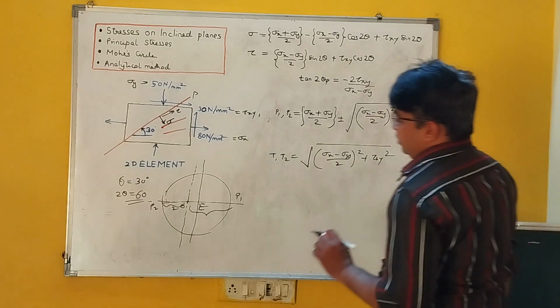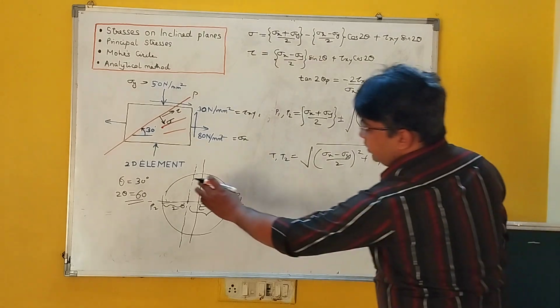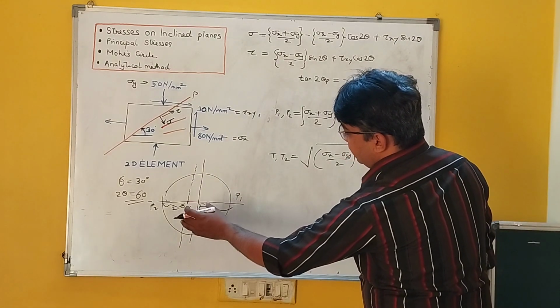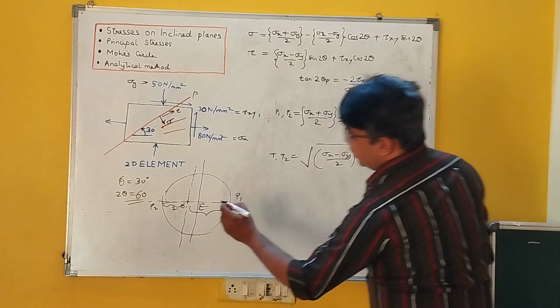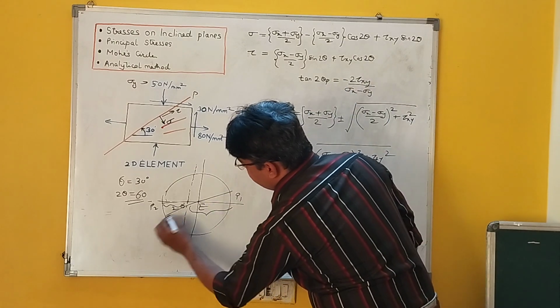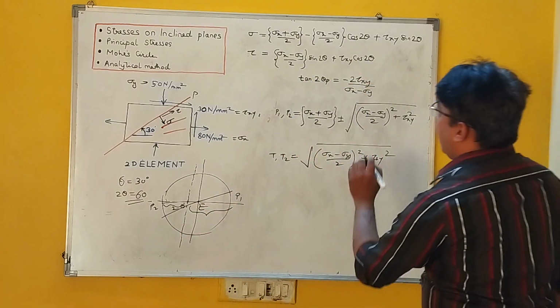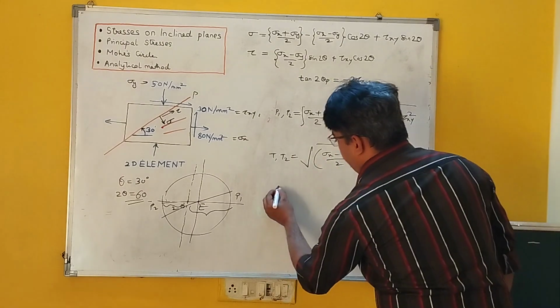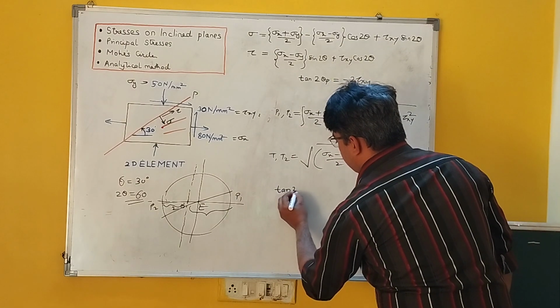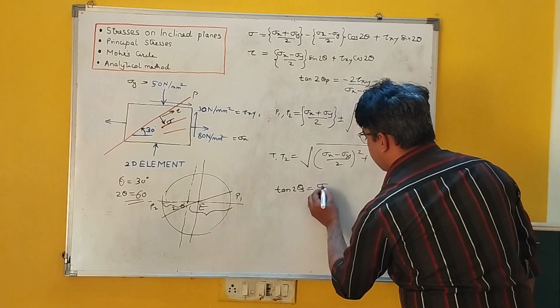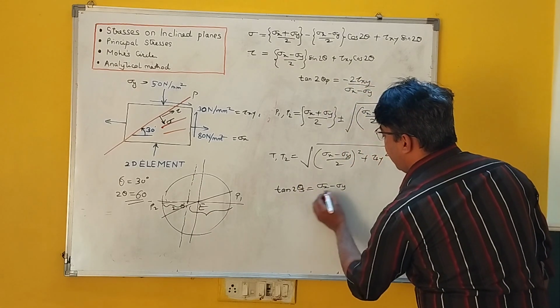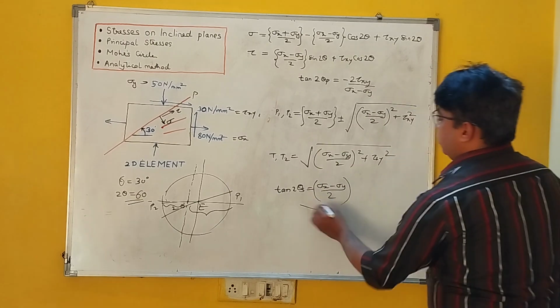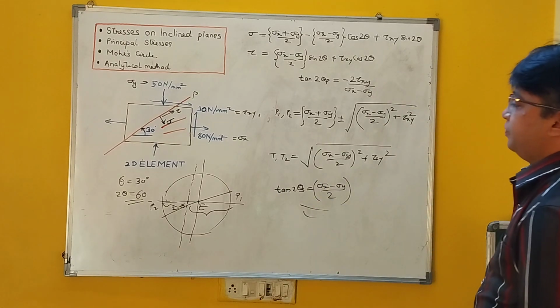So now shear stress will occur at this line, this is the reference line. So the shear stress will act at this line. So that is tan 2 theta s is equal to (sigma x minus sigma y) by 2 upon tau xy. So this is the formula for it.